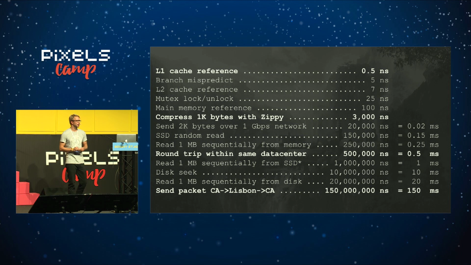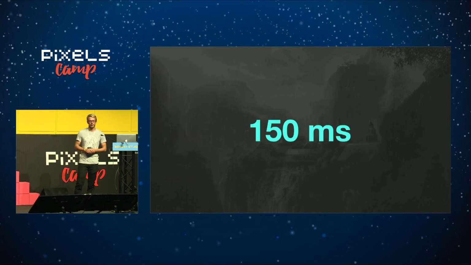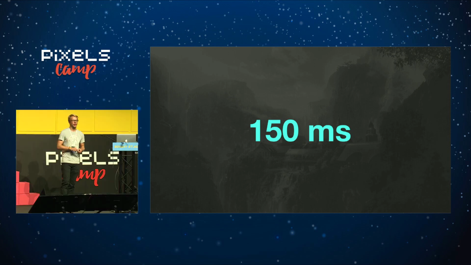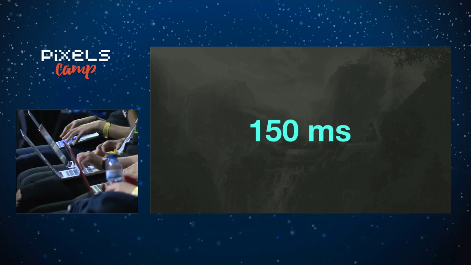There's a very interesting number here in the list, 150 milliseconds. That's how much it takes for an HTTP packet to go from California to Lisbon and then back to California. This is, for us humans, a very small amount of time. If you blink, you actually miss it, because it takes 300 milliseconds for you to blink. So for us to send data across the pond in 150 milliseconds is, to me, amazing, and it's actually life-changing.